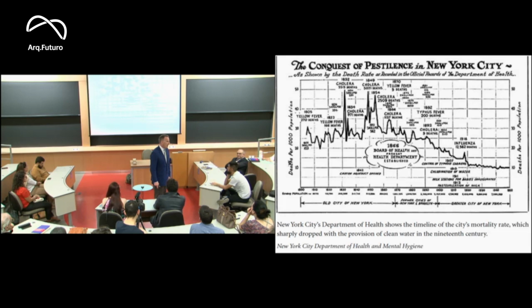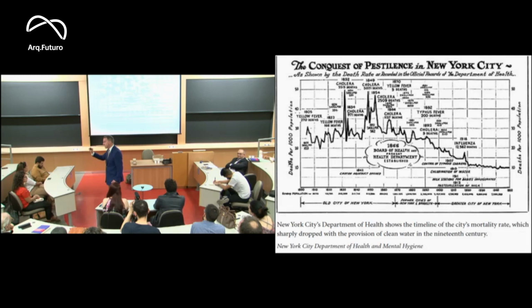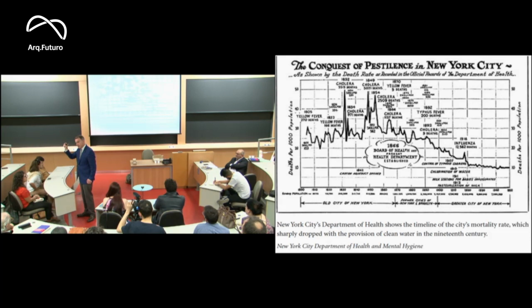But infrastructure was required, but it was never enough. And as we think about the cities of the developing world, it is important never to think that it's just about engineering. Engineering is one part of this story. But simultaneously, there's a need for incentives and institutions. And you can see that right off this graph.